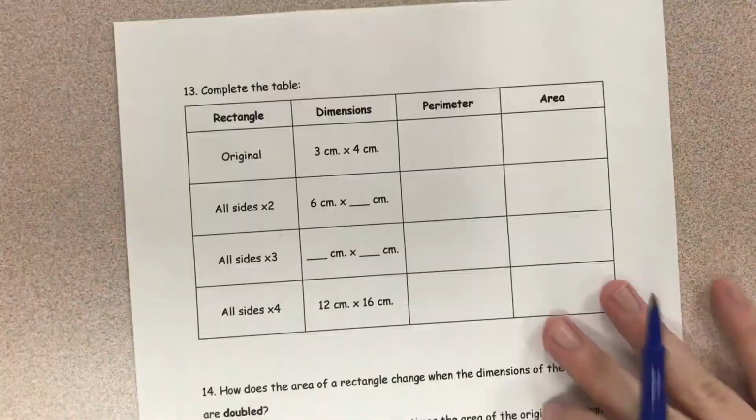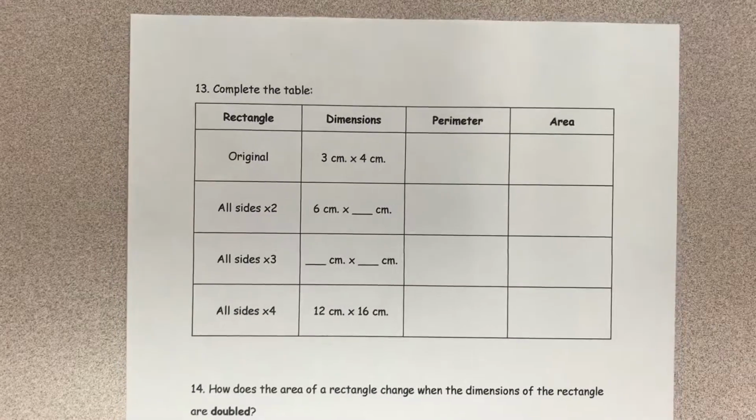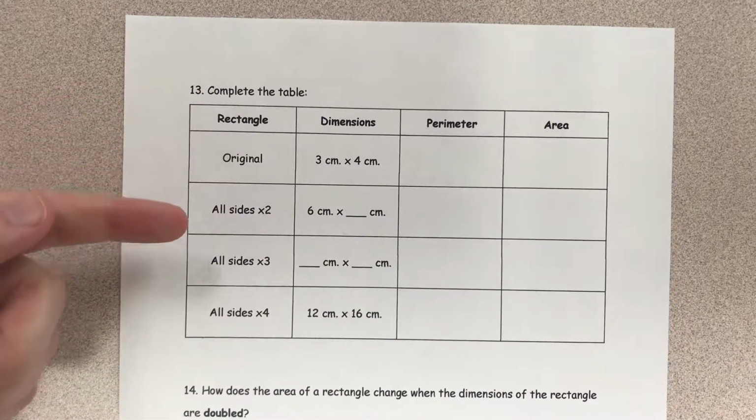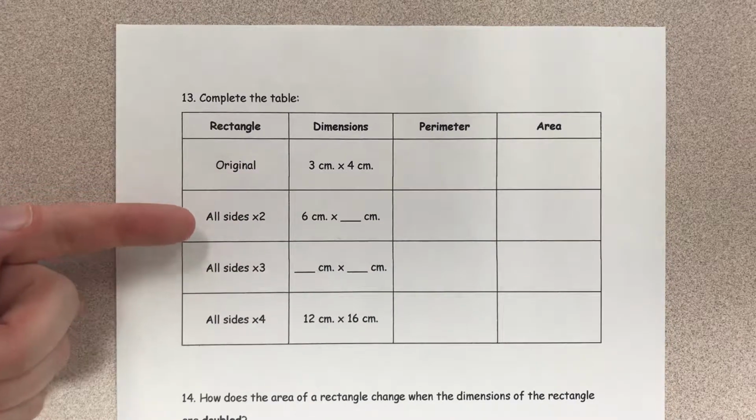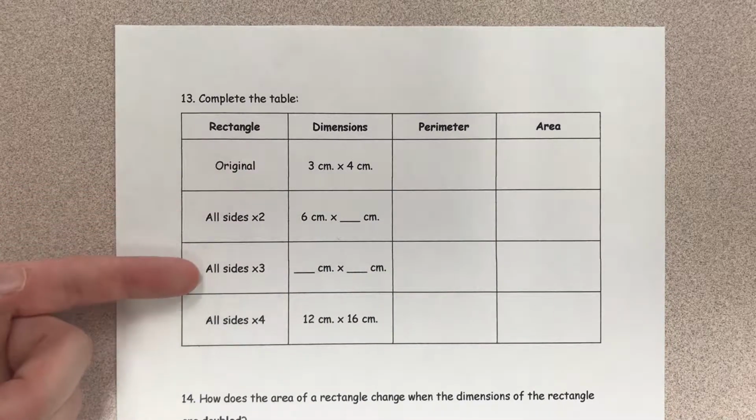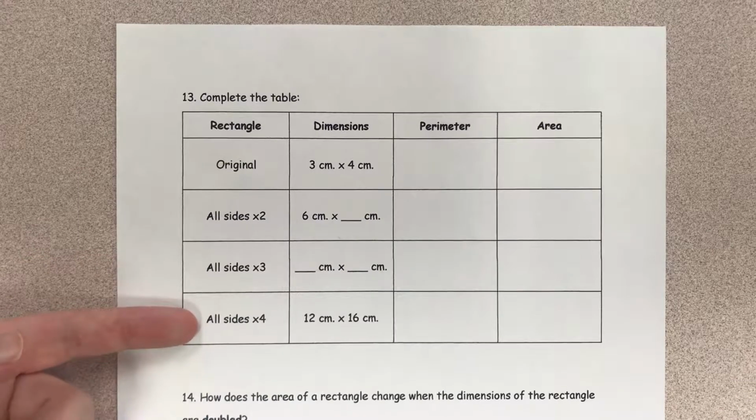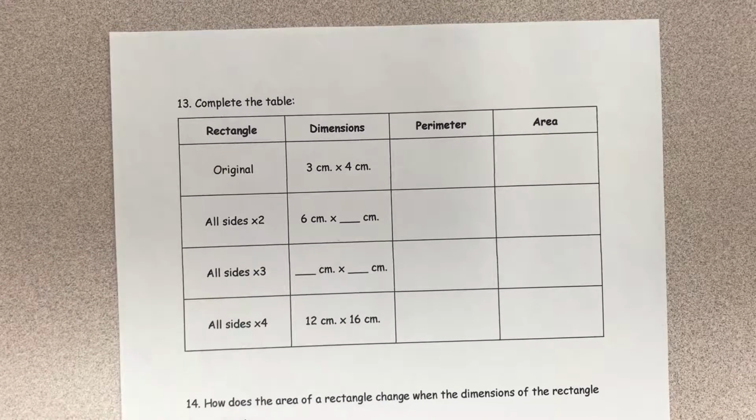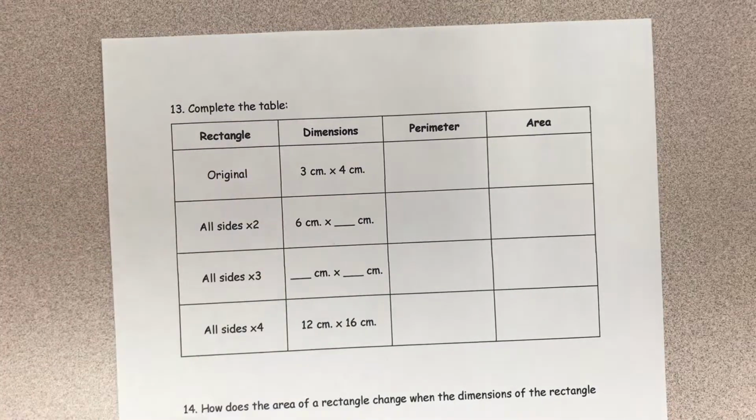All right, let's go on to the third page. Okay, here we have a table, and we are given original dimensions, and then we have to come up with the dimensions if all sides are doubled, if all sides are tripled, and then we're given the dimensions if all sides are quadrupled or are multiplied by 4. Okay, so let's first fill in these blanks.